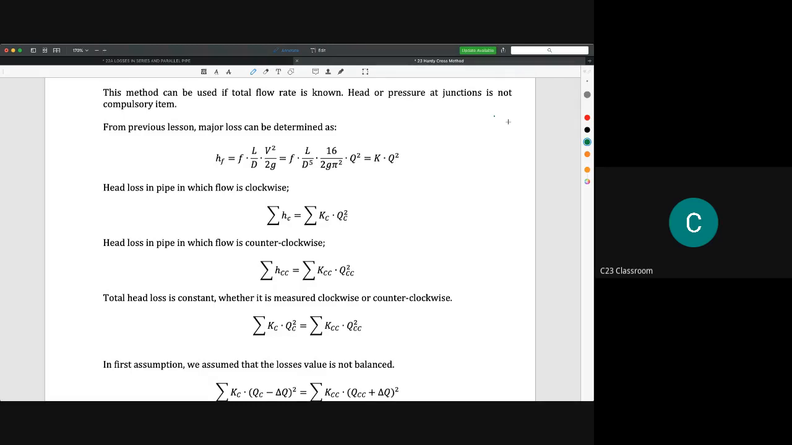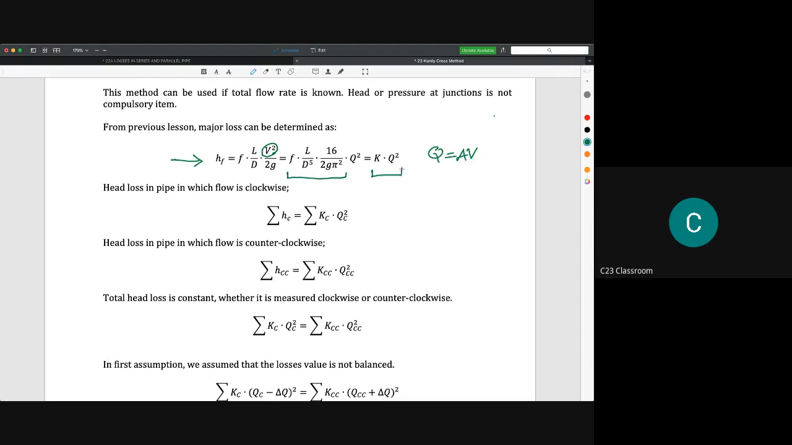Kita mengira losses adalah hf = f L over D, V square over 2g. Kemudian kita boleh substitute value velocity here with Q square over A square, because we know Q is equal to AV. Then we substitute into this one, and we could rewrite this equation and simplify it into K and Q square.